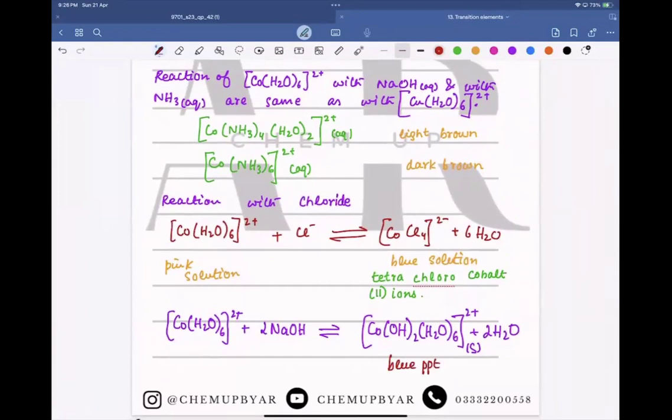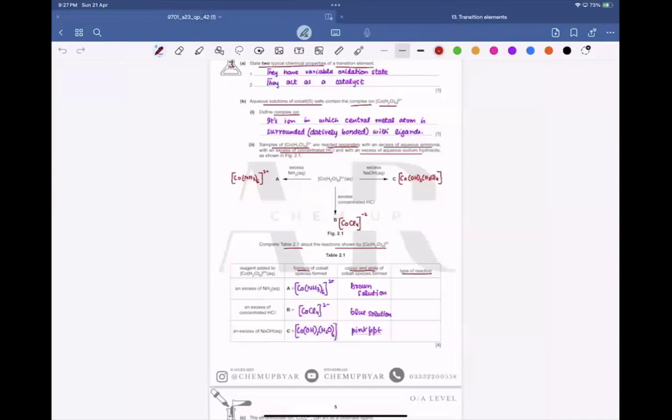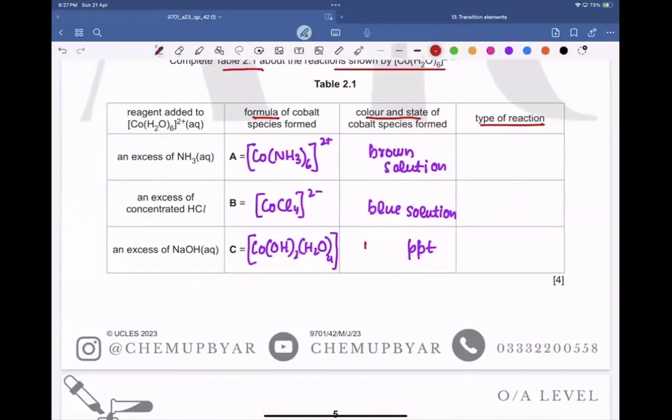Okay. So you guys just take the screenshot of this. Can anyone take the screenshot of this and share it? Yes, please. Can anyone take the screenshot? Okay. So yeah, blue precipitate.